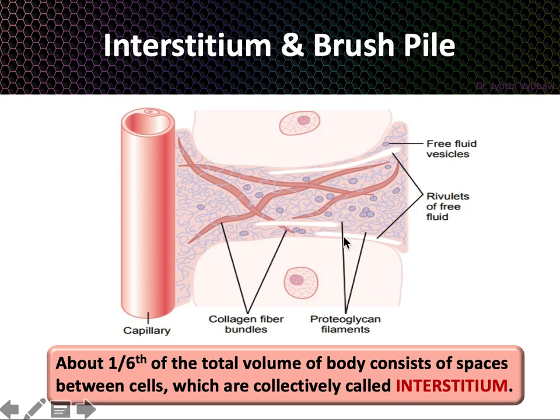Even though they're very thin, they play a very important role. They form a mat of fine reticular filaments, like a mesh. They make a mesh, and that's why they're called a brush pile. These proteoglycan filaments, even though they are thin, play a very important role. They're called a mesh, a brush pile.